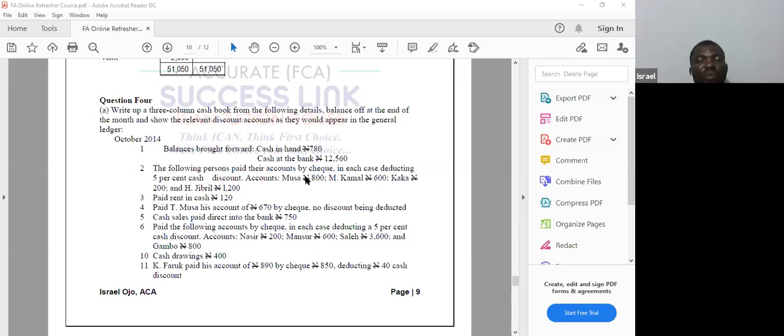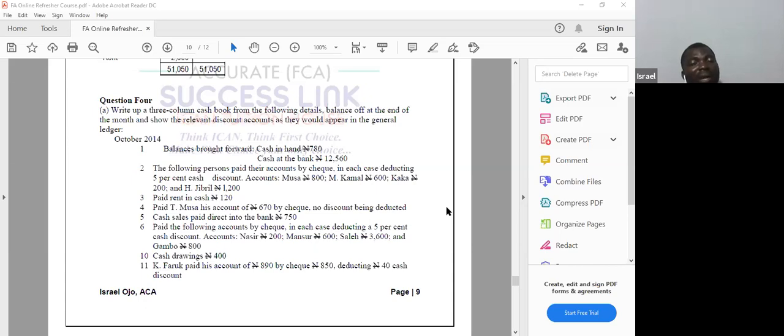But the other discount that we have is what we call cash discount. Cash discounts are given to encourage or ensure prompt payment. If you pay within the stated time, instead of paying 100% of the money you owe, you are only going to pay part of it. So we now have two types of cash discount: discount allowed and discount received.